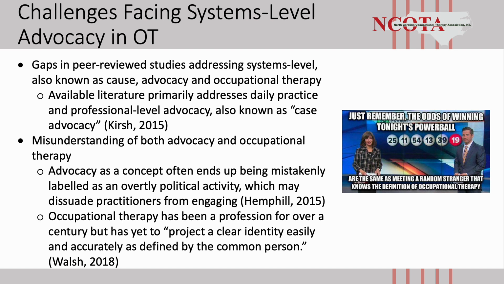Unfortunately, there are some challenges facing systems level advocacy for occupational therapy. In a review of literature, there were gaps in peer-reviewed studies addressing systems level occupational therapy advocacy. When systems level advocacy was mentioned in literature, it was primarily in the context of a call to action. Greater involvement in systems level advocacy is encouraged in these contexts, but there's little to no peer-reviewed literature about how it is done and how effective it is. And we need more of this so that others can use it in the future to be successful advocates at the systems level.